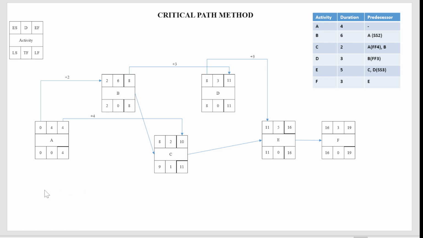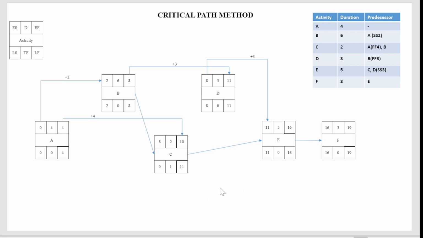So this way it was the forward pass, this way it was the backward pass. Now if you see the critical path, A, B, D, E, F is the critical path because they have total float of 0. C has total float of 1, meaning activity C can be delayed by 1 day and it is not going to impact the project. Okay, this is how we calculated. This was the most complicated one. I hope you can understand it.